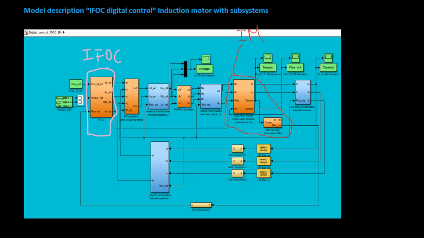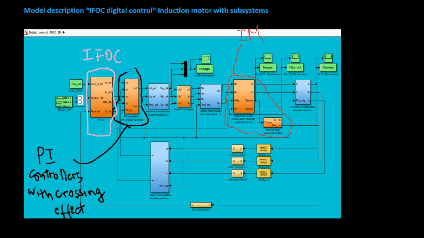The block IFOC is the realization of indirect vector control. This means estimation of the position of the rotor-flux and determination of the references of the stator components of the current based on the measurement of the rotor shaft position and the reference values of torque and flux.